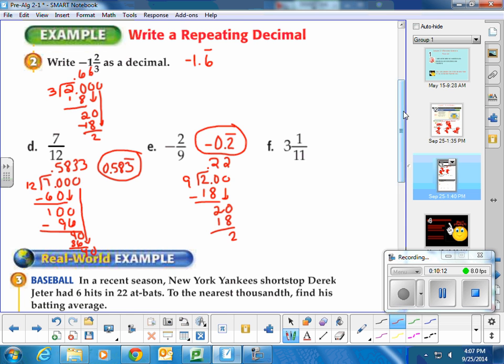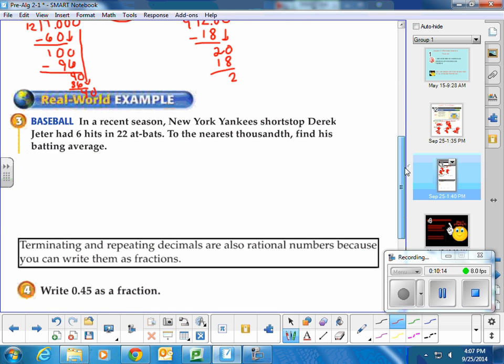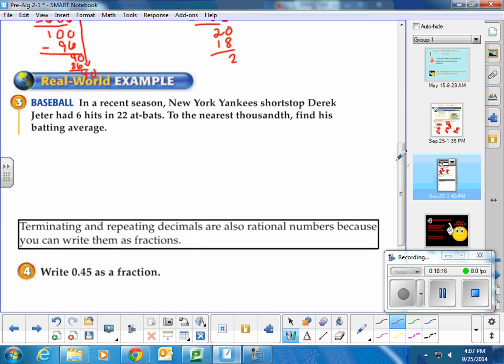We're going to go ahead and skip to the next example. We wouldn't want this video to get too long. It says, in a recent season, New York Yankees shortstop Derek Jeter had 6 hits in 22 at-bats. To the nearest thousandths, find his batting average. Well, he had 6 hits in 22 at-bats. So if I want to find his batting average, I'm going to go ahead and divide 6 divided by 22.